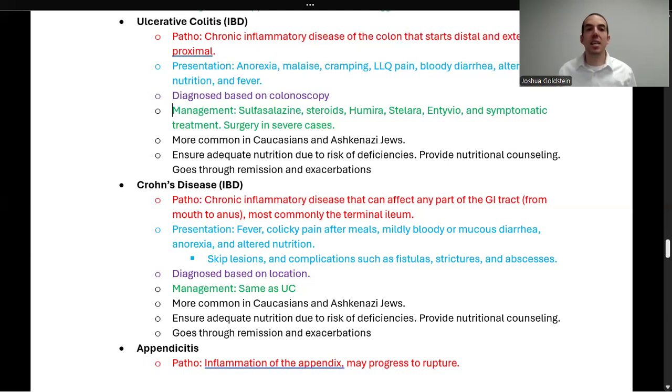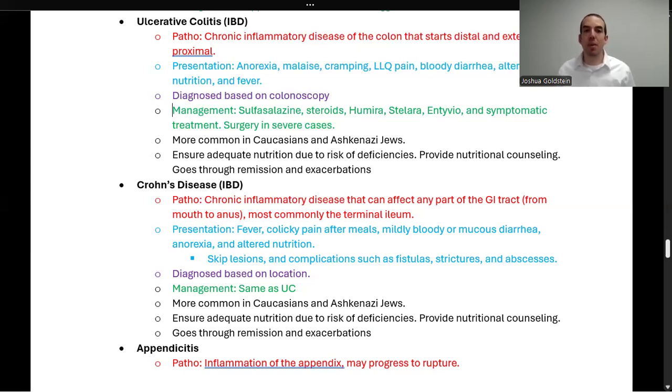Next, we're going to have IBD, the other one, which is Crohn's disease. Crohn's disease is, again, a chronic inflammatory disease, but not of the colon. It could be anywhere in the GI tract, most commonly the terminal ileum. This presents with a fever, with colicky pain after meals, meaning really severe pain where the patients just can't even get comfortable. They may have bloody or mucousy diarrhea, but that's more associated with ulcerative colitis.